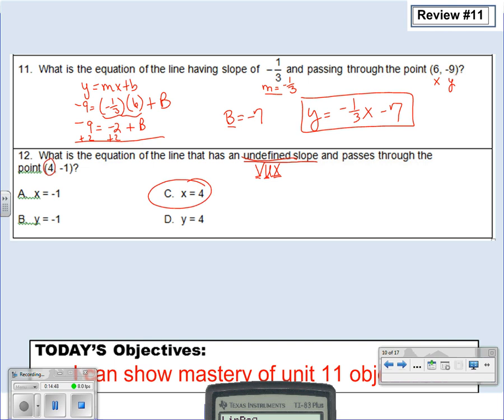For the visual, again, if we draw just a little graph. Here's our y-axis, x-axis. I'm looking for a line that passes through 4. 1, 2, 3, 4, -1. Here's my 4, -1. And it is an undefined slope, meaning it has to go up and down to be undefined. And so I can see it is crossing my x-axis at 4.